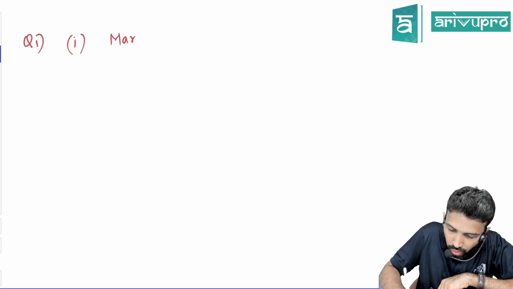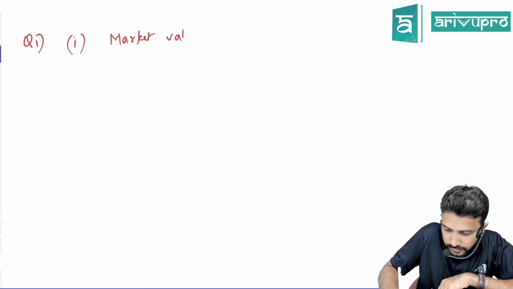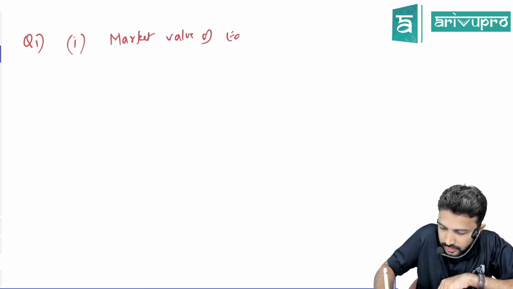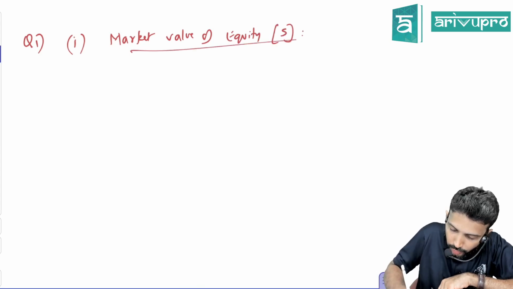Market value of equity, denoted by the symbol S. Tell me, how do you find out this S?